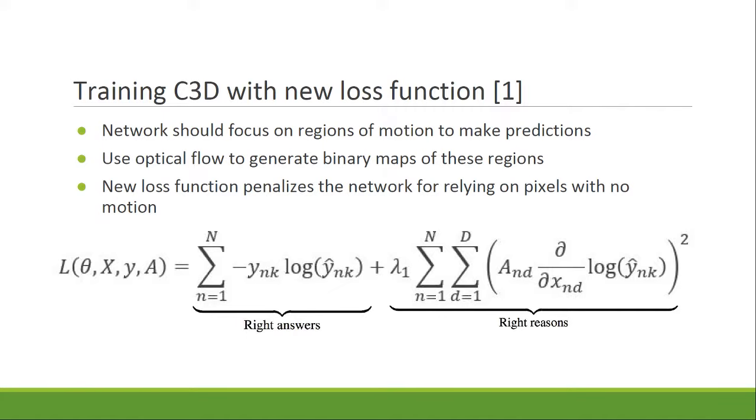So we used optical flow to generate binary maps of the regions of motion in the videos, and the loss function shown on the slide takes these binary maps and increases the loss if the gradients at the pixels where there is no motion is high. Then the network will hopefully train and learn to look at the regions of motion to make a decision on which class the input belongs to.